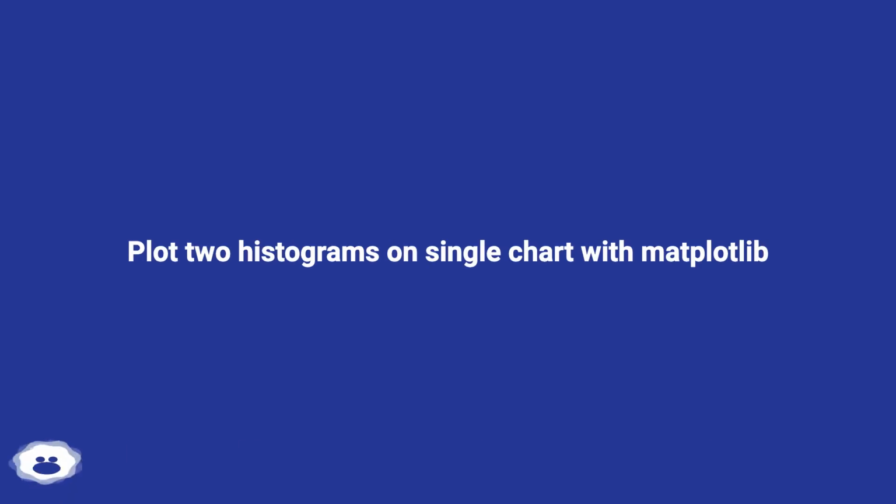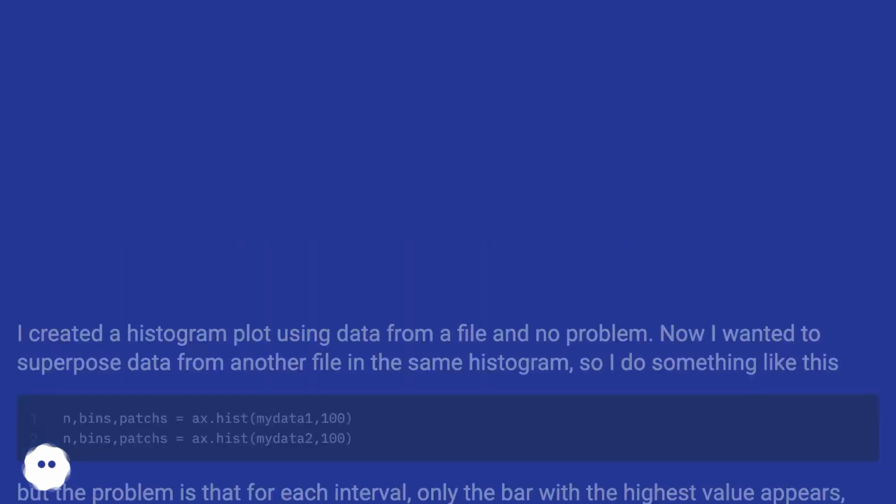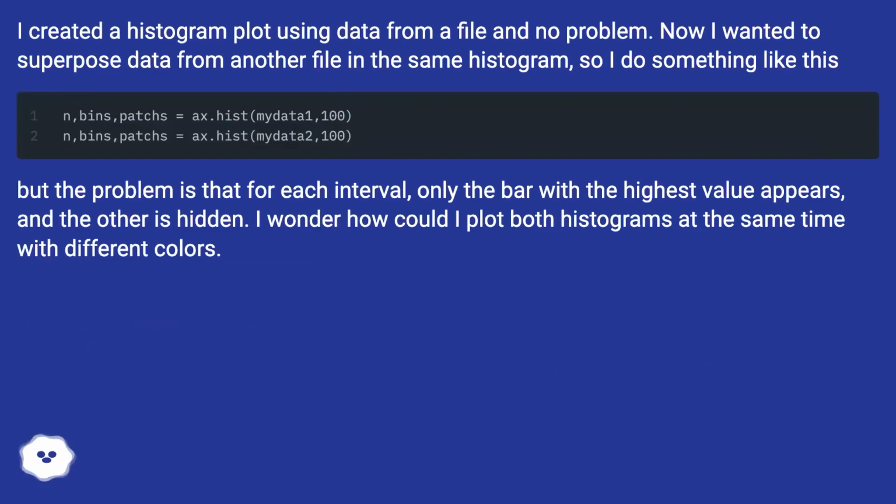Plot two histograms on single chart with Matplotlib. I created a histogram plot using data from a file and no problem. Now I wanted to superpose data from another file in the same histogram, so I do something like this.